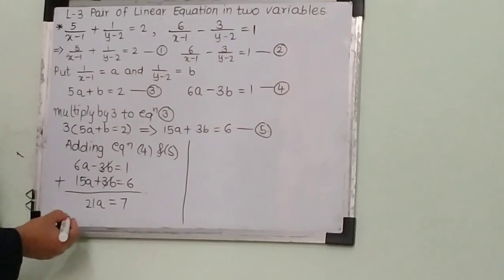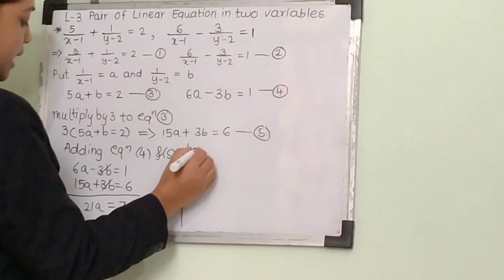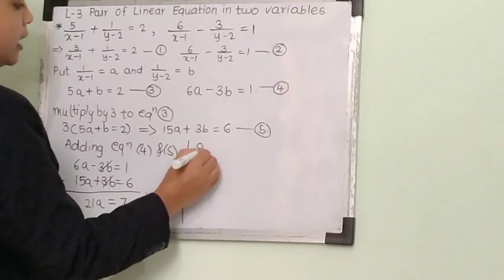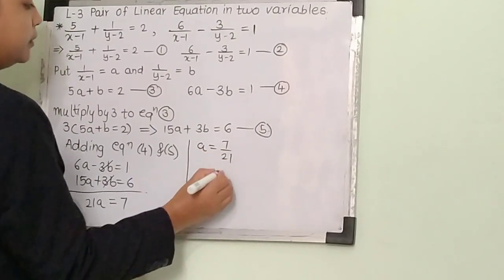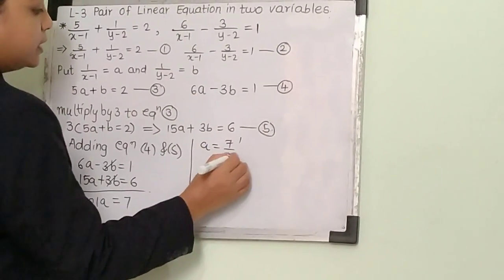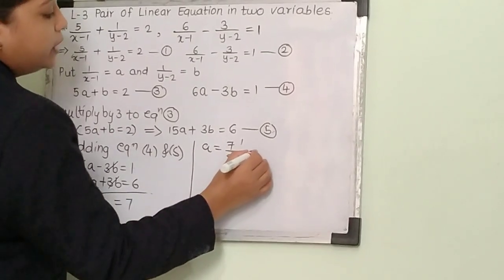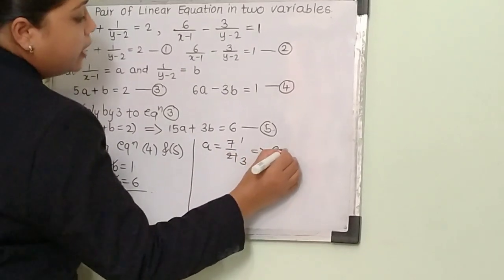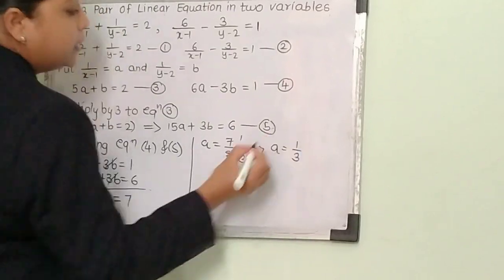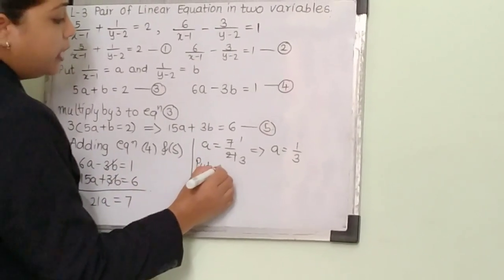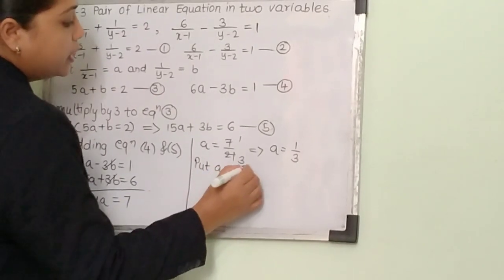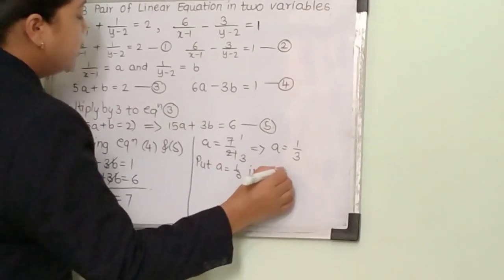So here we get a equals to 7 upon 21. 7 ones are 7. 7 threes are 21. So we get a value as 1 upon 3. Now put this value a equals to 1 upon 3 in equation.